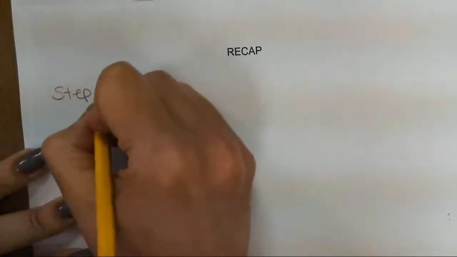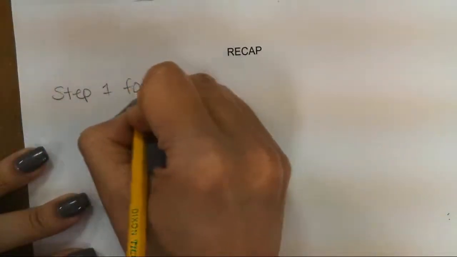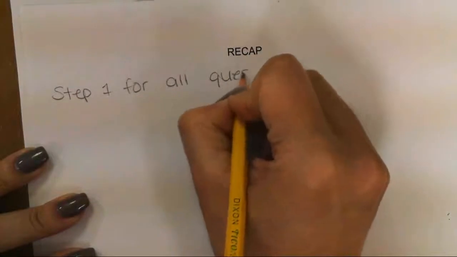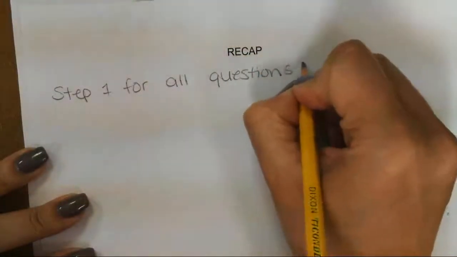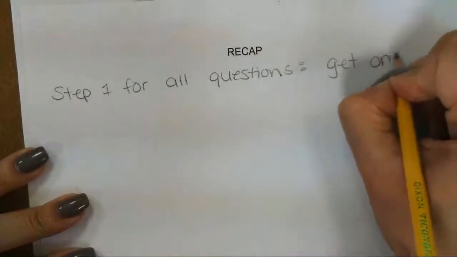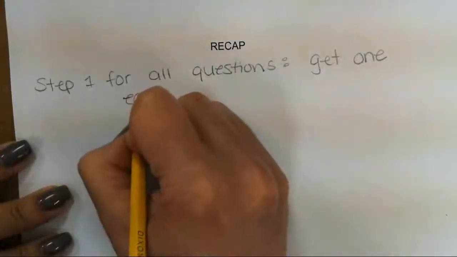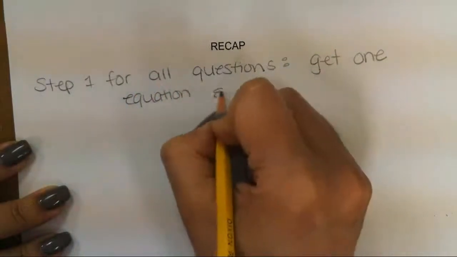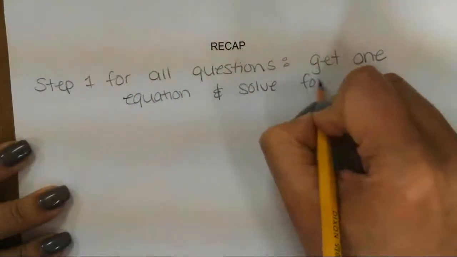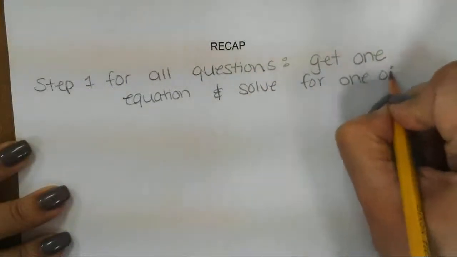Okay, so now let's do a quick recap. You are literally just substituting exactly what it's giving you. Sometimes you're going to have to rewrite an equation. So your step one for all questions is to get one equation and solve for one of the variables.